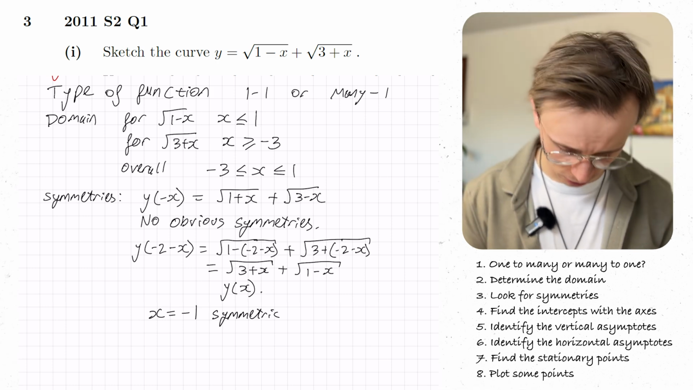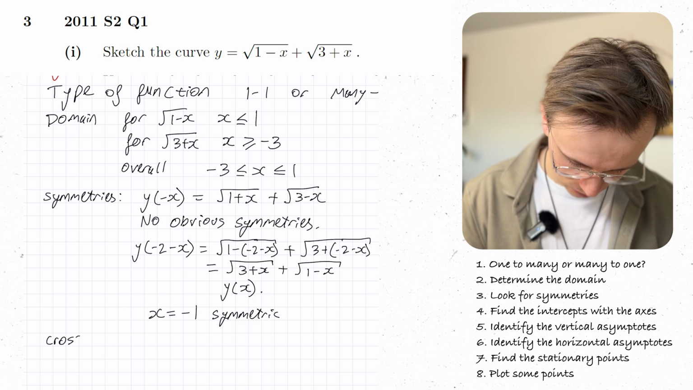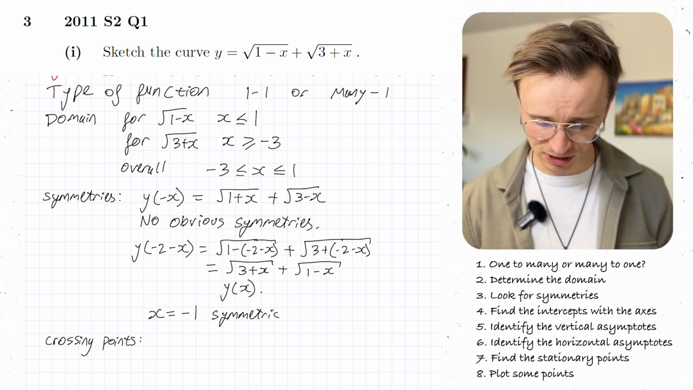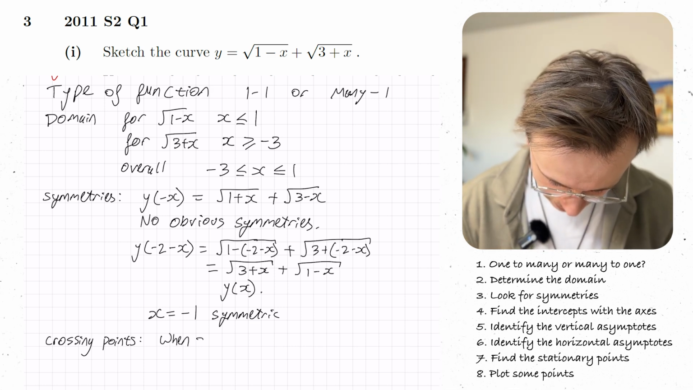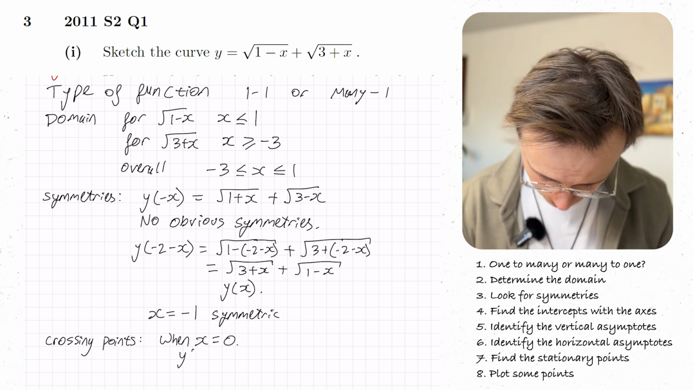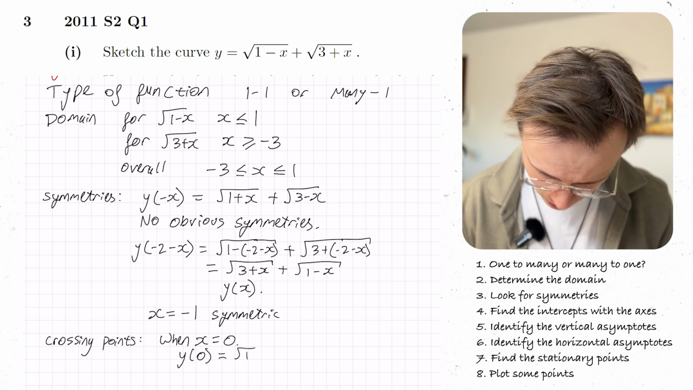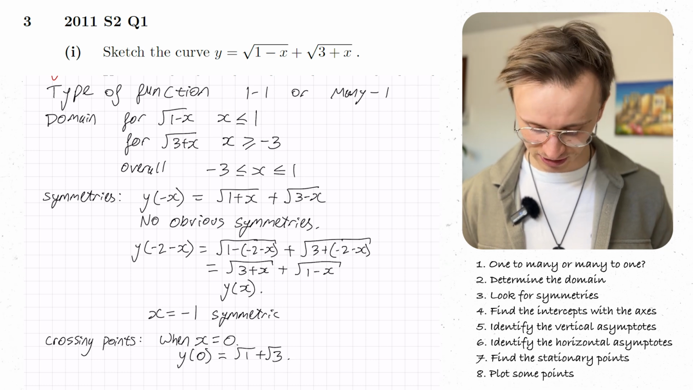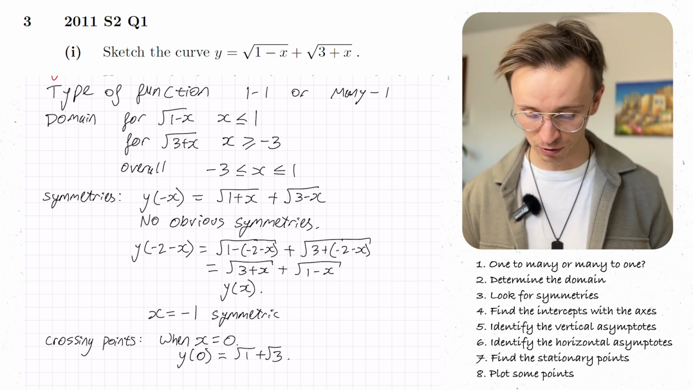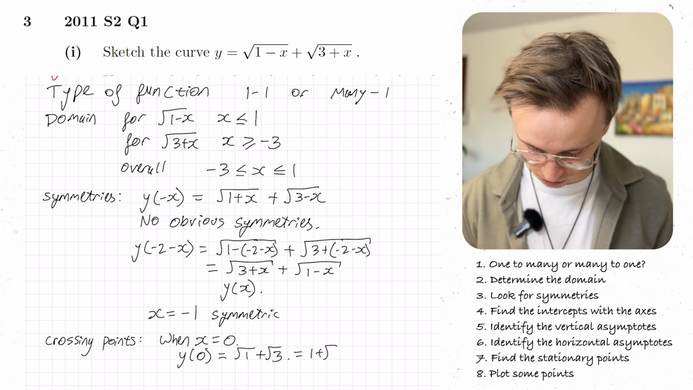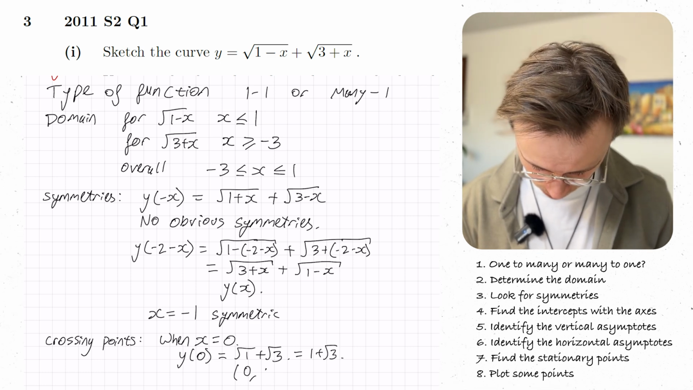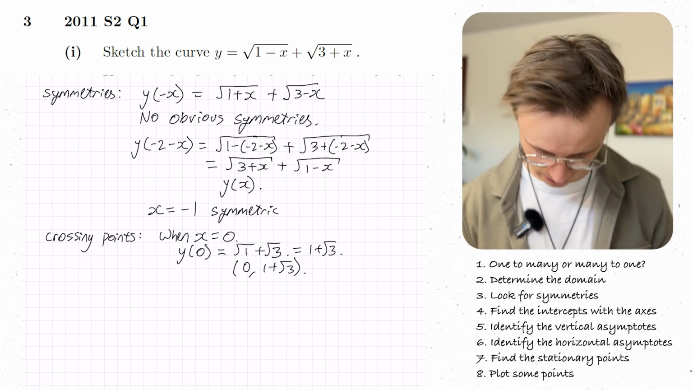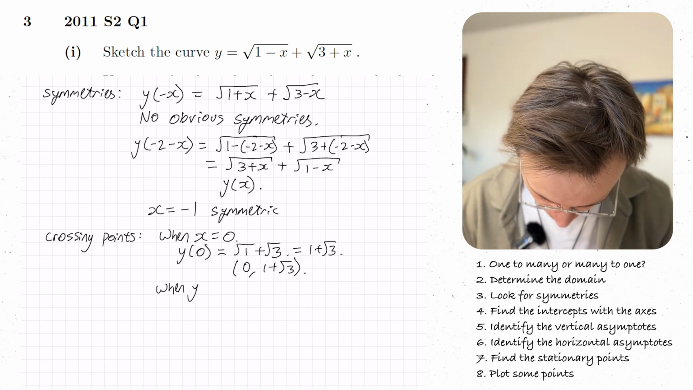Okay, so for the next step, crossing points. So where does it cross the axes? Okay, so let's do the easy one. When x equals 0, we have y of 0 equals the square root of 1 plus the square root of 3. So that's a y-intercept of (0, square root of 1 plus square root of 3), which is just (0, 1 plus square root of 3). Okay, easy. So next is when y equals 0.